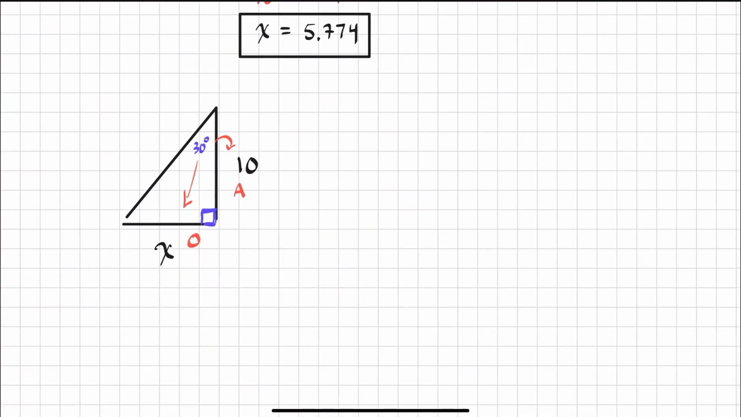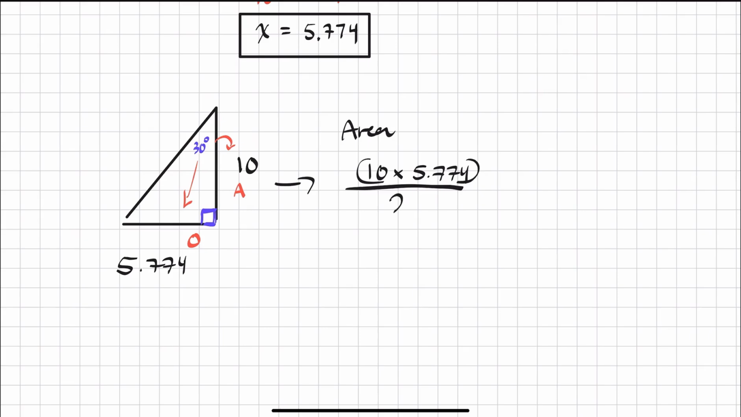But maybe I want to find the area of this first, and I can just go ahead and change that value to 5.774, and I'll find the area, which would be base times height divided by 2. So I'm going to take 10 times 5.774, divide that all by 2. So that's going to give me around 28.87. And this is just the area of half of a full triangle in that hexagon.